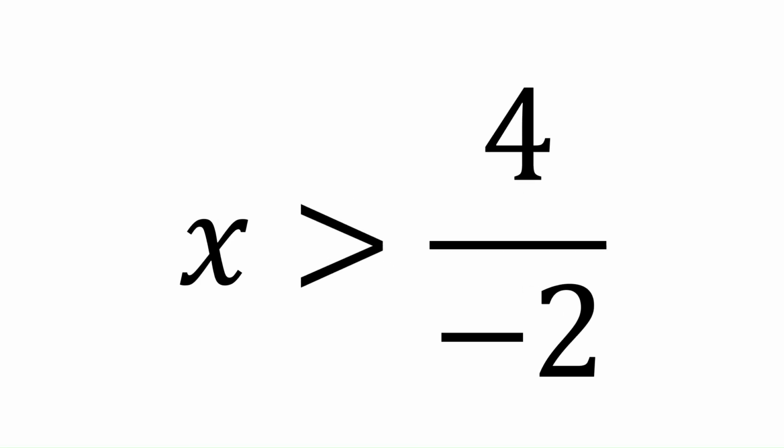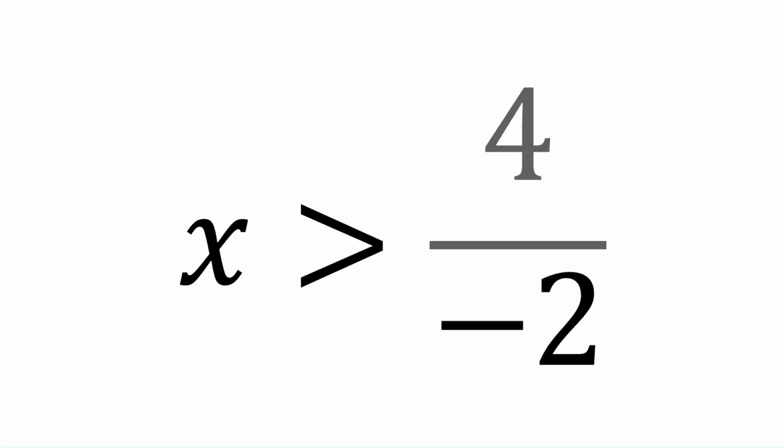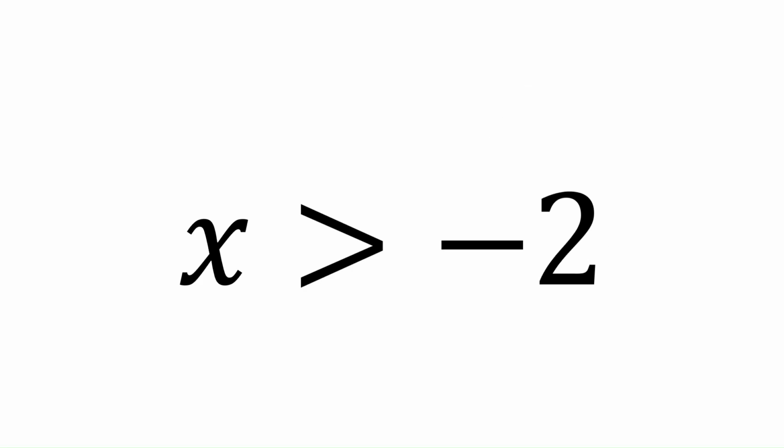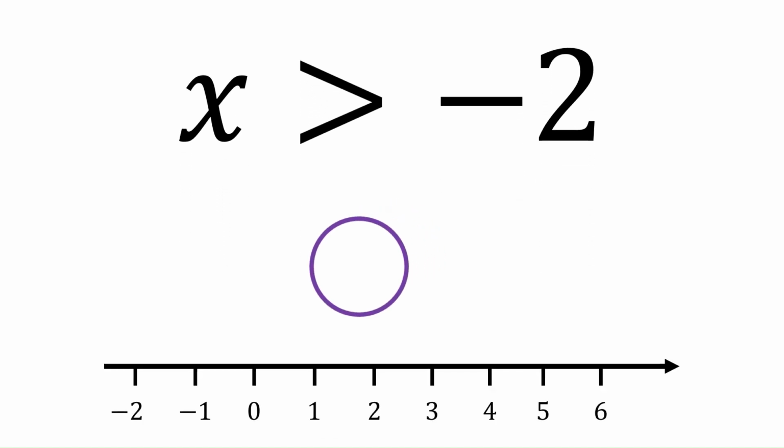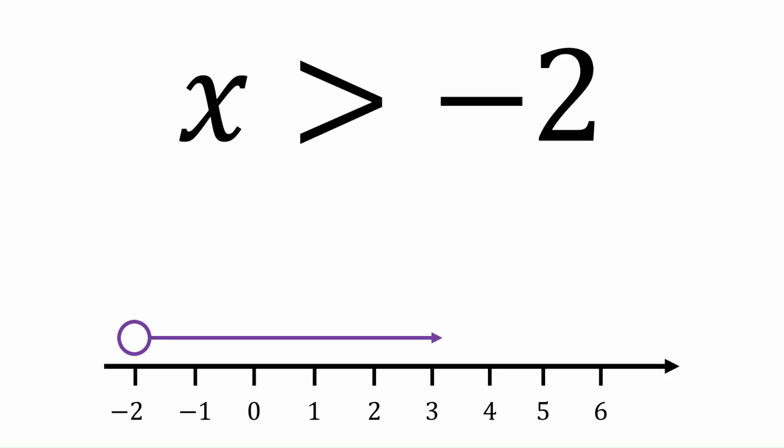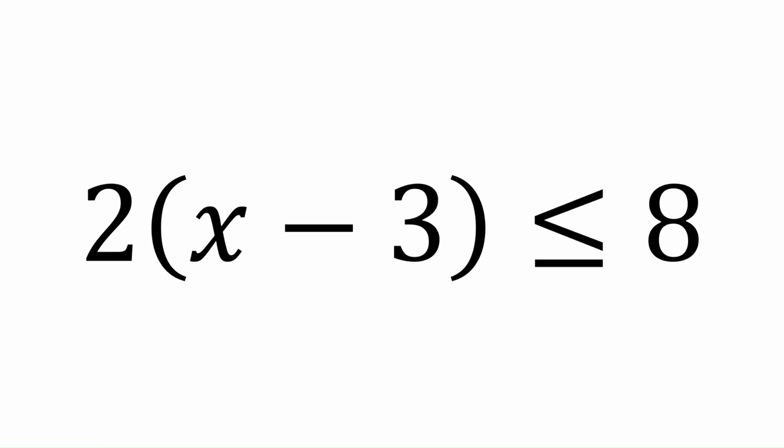So here's the takeaway rule. When we divide by a negative number, we have to flip the inequality sign around. So the answer is that x is greater than negative 2. To visualise this on a number line, we have an open circle at -2 with an arrow going to the right.